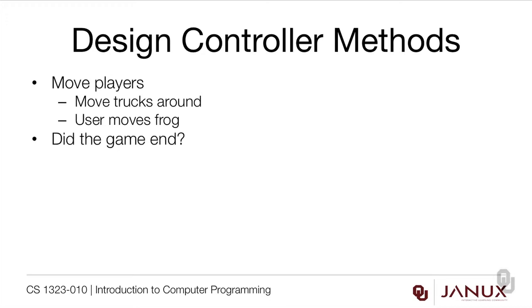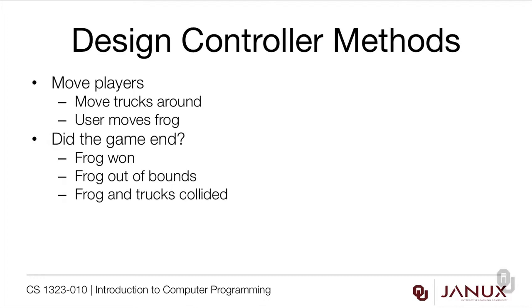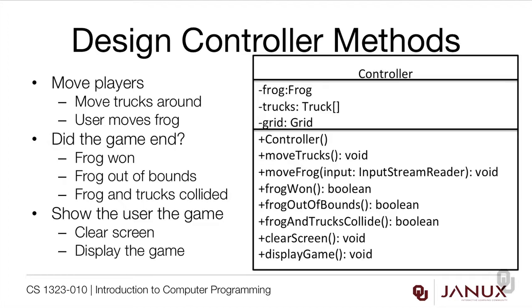We also need to figure out if the game ended, and it turns out there are quite a few ways that Frogger can end. One thing is the frog can win. He can get to the other side of the road. But if the frog jumps out of bounds, then the frog loses, and so that's something we're going to have to check for. Also, the frog could collide with the truck, that is, the frog could jump into the truck, or the truck could run over the frog, that is, the truck could go into the frog. And we've got to check for both of those cases. We also have to be able to show the user the game, because it's no fun to play if you can't see what's going on. So we're going to need to be able to clear the screen and to display the game.